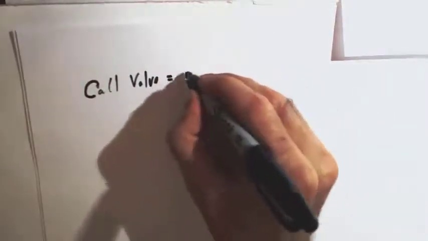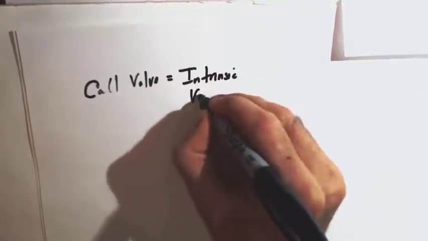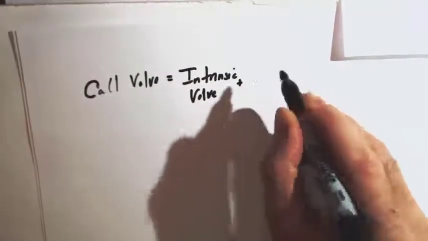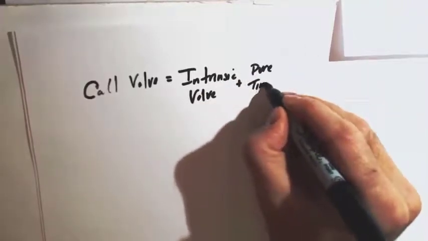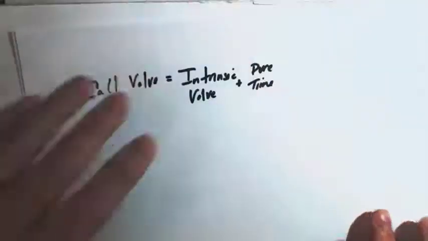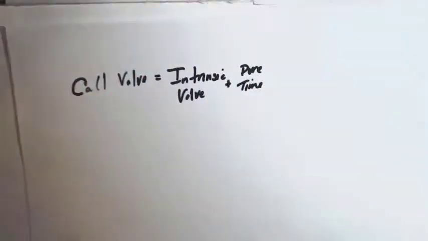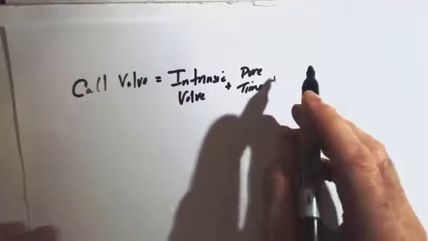Okay, so let's look at a call value. That can equal intrinsic value plus what I'm calling pure time value. This decomposition, meaning breaking call options into these three components, is not in the book. I'll show you what is in the book, but this is not in the book, and it's very helpful.